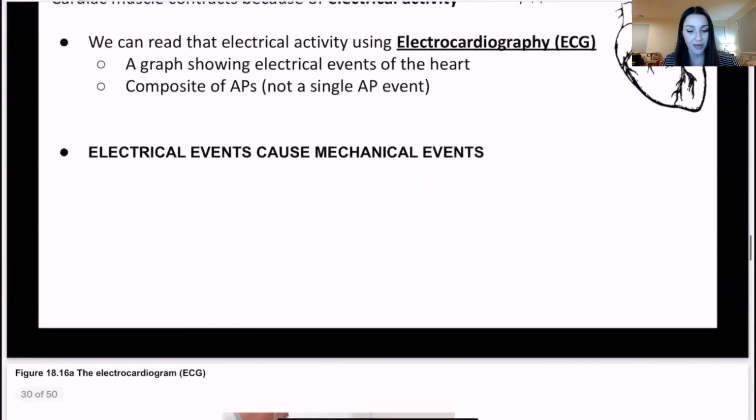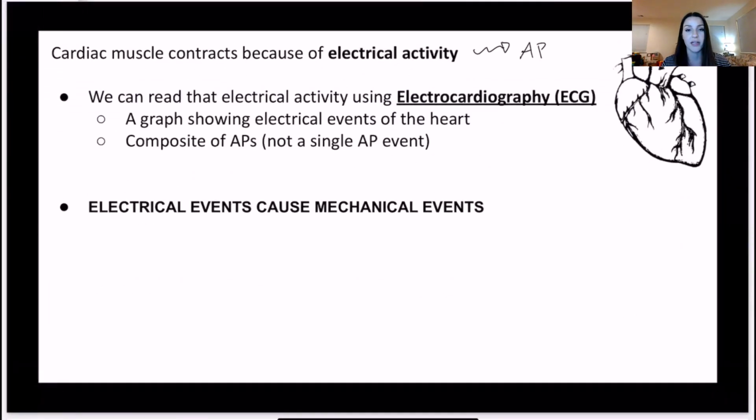Okay, back to this. So electrical activity of the heart is action potential. We can read what's happening at the electrical level of the heart using electrical methods. Electrocardiography, or ECG, which is just a graphical representation of that electrical activity in the heart. It's not one action potential, it's a composite of action potentials in any given subject, right? And so just keep in mind, whenever we're looking at ECG, whenever we're looking at any graphs for cardio, I want you to remember this part.